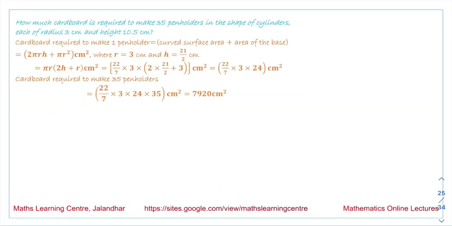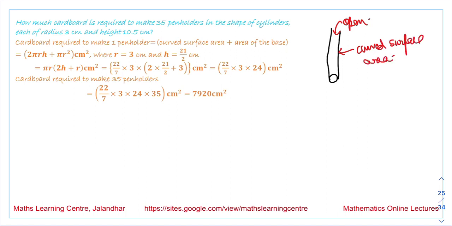Now the next question: how much cardboard is required to make 35 pen holders in the shape of cylinders, each of radius 3 cm and height 10 cm? What will be the shape over here? It will be open from this side. So the total area is this curved surface area plus the area of the circular base, which is required because it is open from this side.